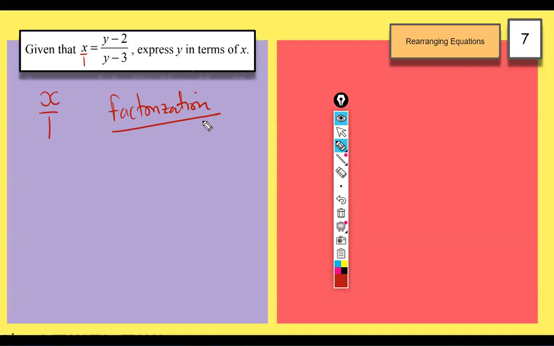Good luck and send your answers on the chat. So that's your 2 hints. X is the same thing as x on 1. You're going to have to cross multiply, but then use your skills to isolate the y. Remember, you want y alone on one side and everyone else on the other side. So you're going to have to use factorization in order to do that.